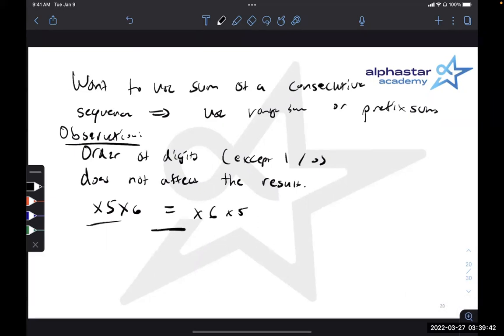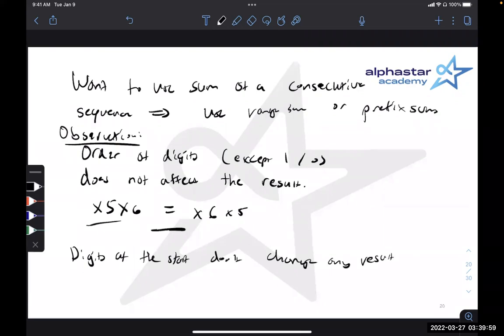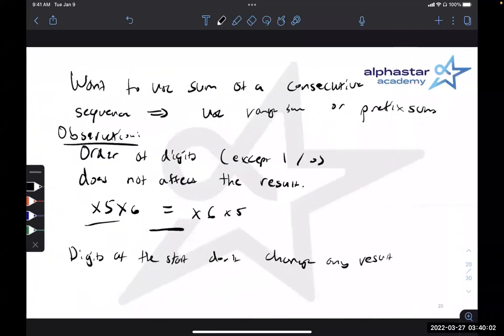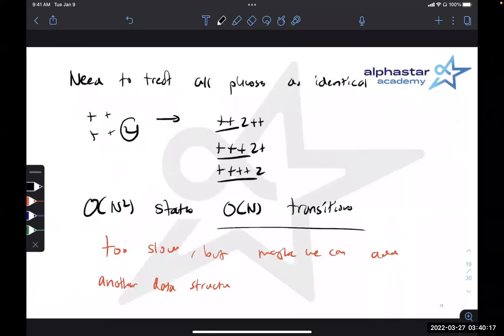Assuming you have something before, right? You have to assume. Digits at the start don't change any result. That doesn't mean we don't want to exclude them though. I think we want to include them. They don't change any results. So we do want to deal with these cases, right?